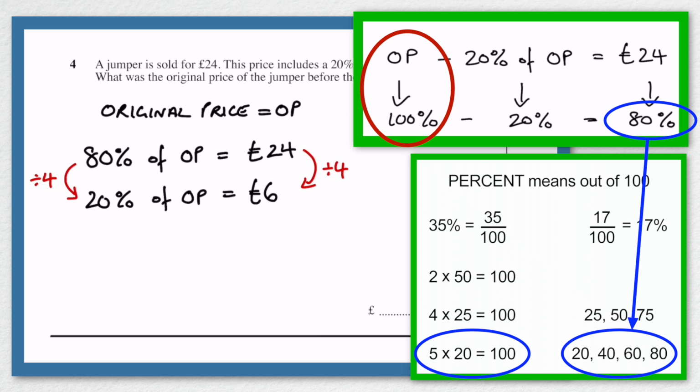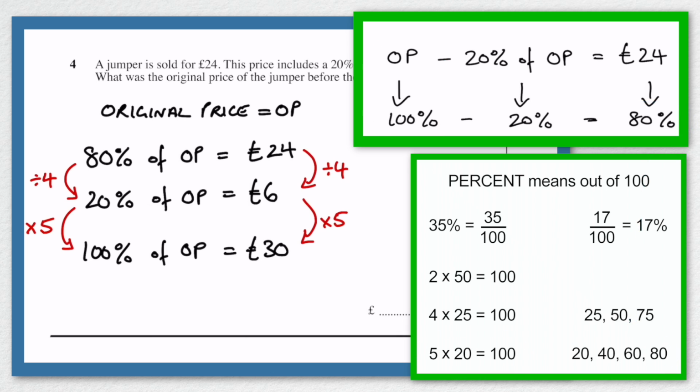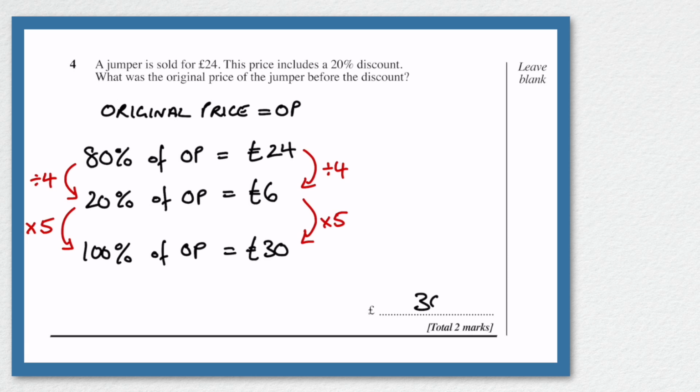Remember, 100% of the original price is the original price. If I multiply the 20%, by 5, I get 100%. I therefore need to multiply the £6 by 5, and this gives me the answer £30. So £30 is the original price of the jumper.